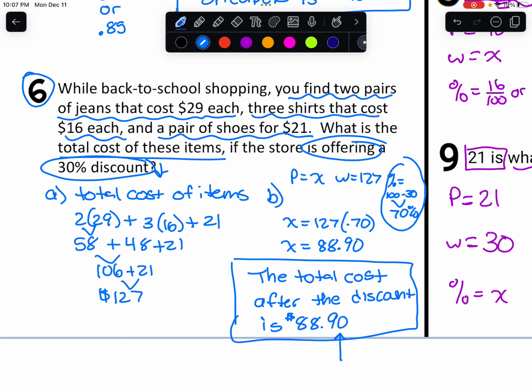Be sure to add that 0 because you're talking about money. If you don't add that 0, you'll probably lose a half a point because we need to know that you understand how to write dollars.